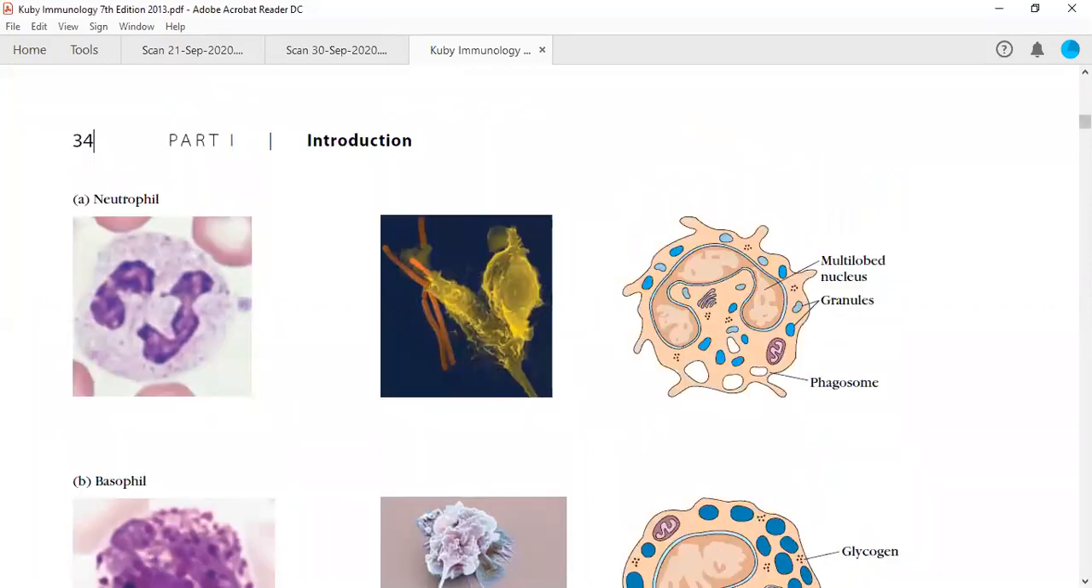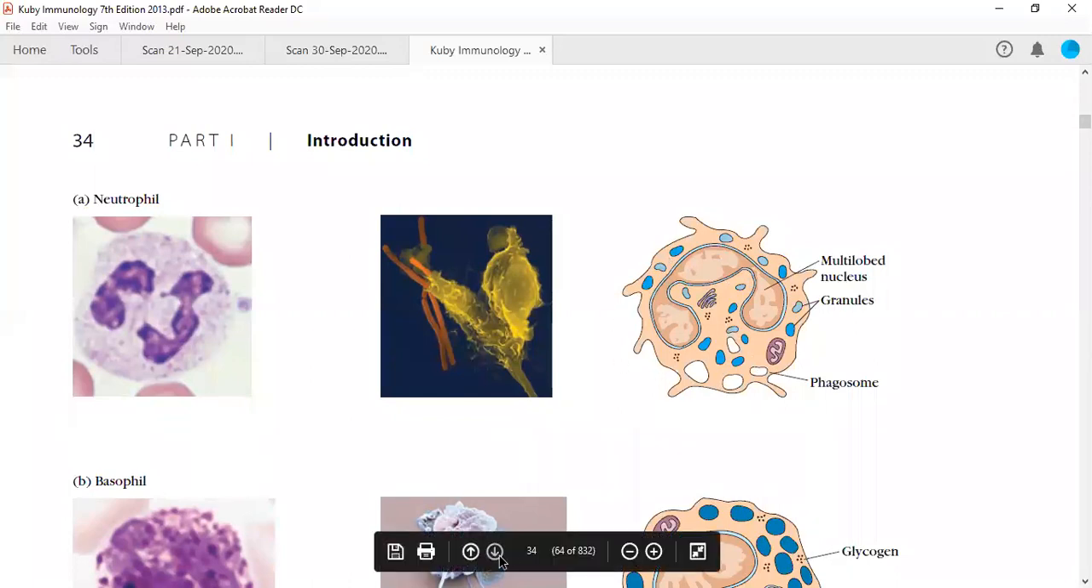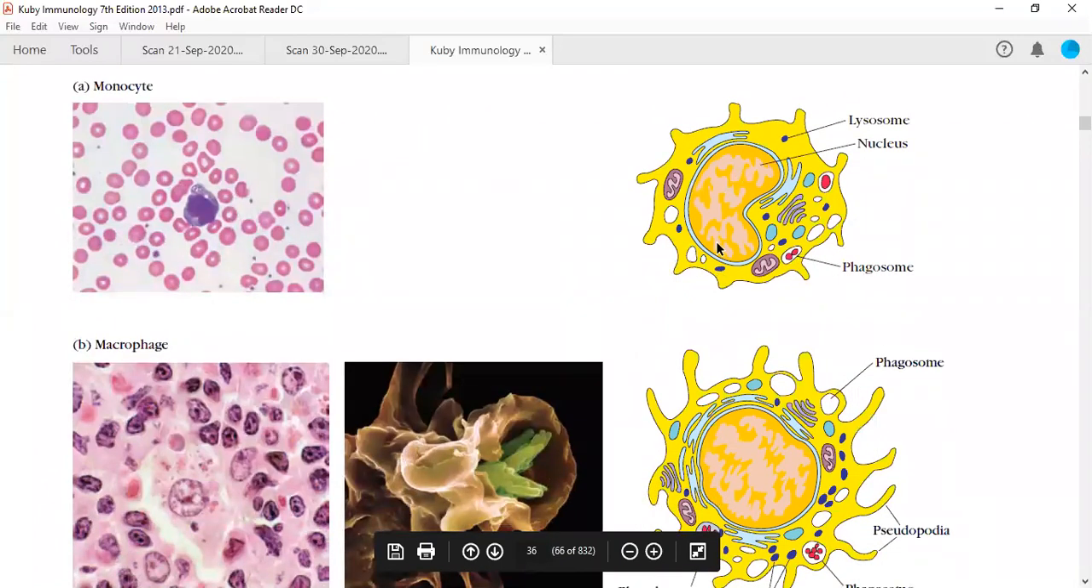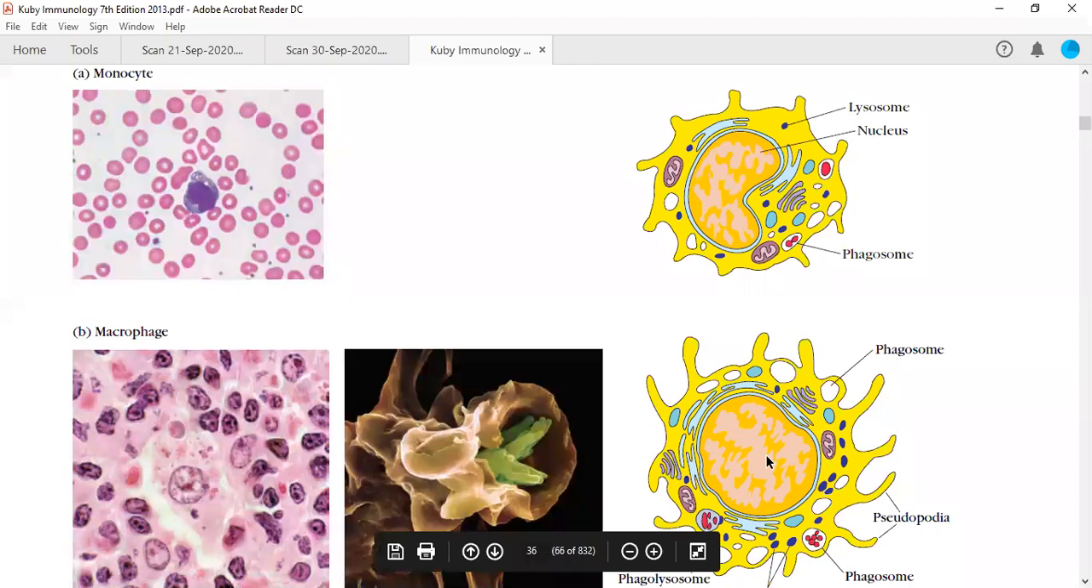Now we will discuss macrophages. So let's see what the structure of a macrophage is. In the blood circulation, the cells which are present are called monocytes. These monocytes will go into the tissue spaces or to the site of infection by the same process by which neutrophils move. This is called extravasation and then chemotaxis. Finally, these monocytes will reach the site of infection, where they will differentiate into large macrophages.